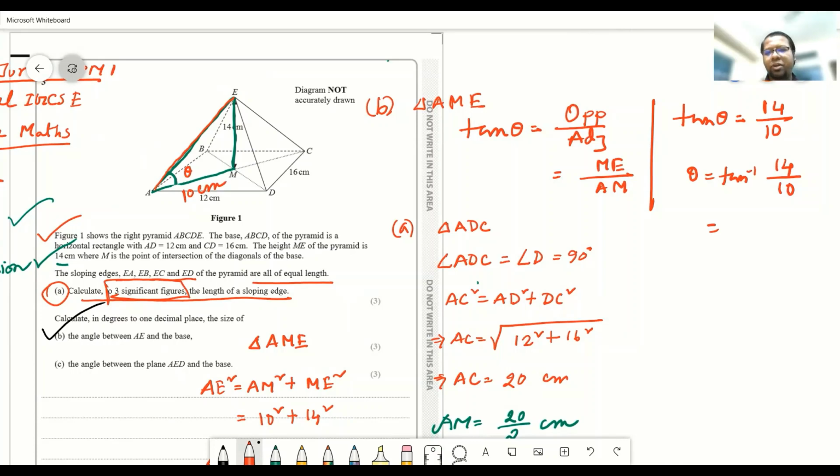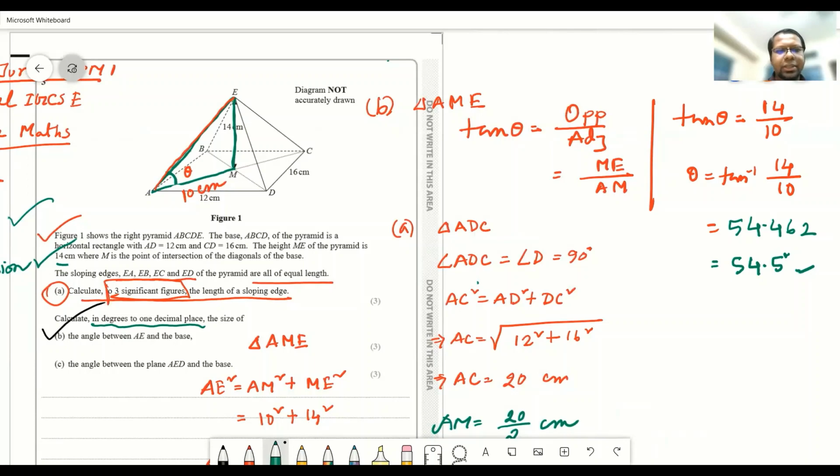It is 54.462. But we have to find out the answer in degrees to one decimal place. Okay, so 54.5 degree. So that will be the value of the angle, and it's correct, 54.5 degree. Okay, so I think you have understood.